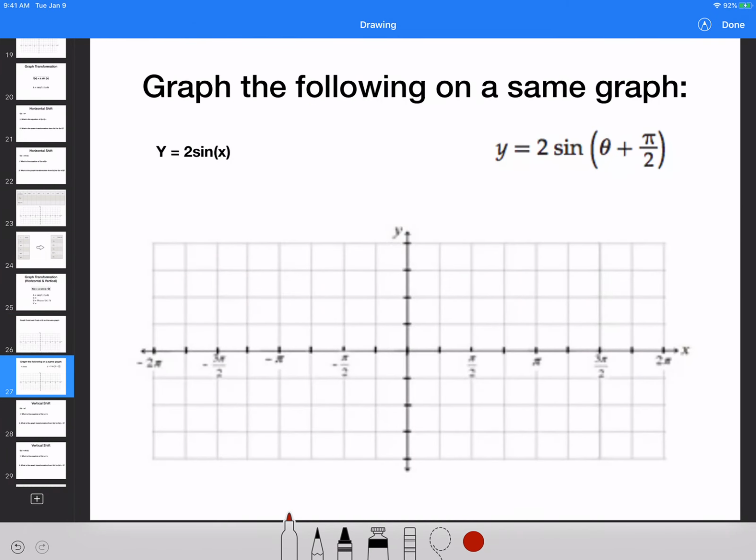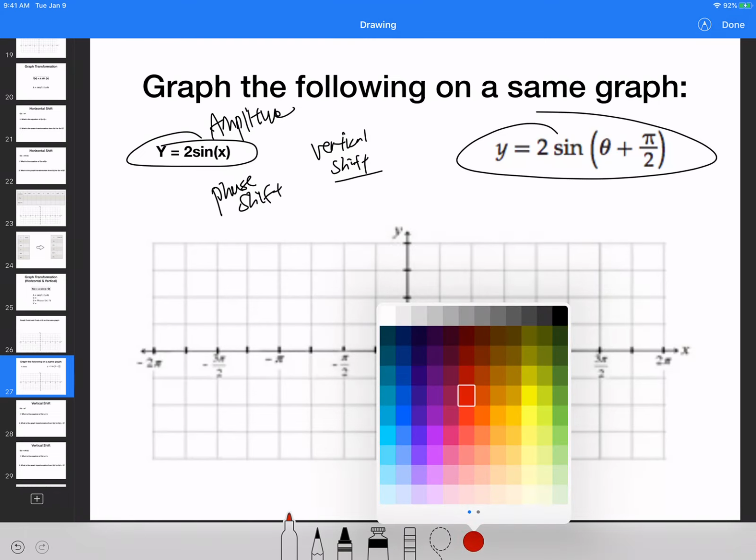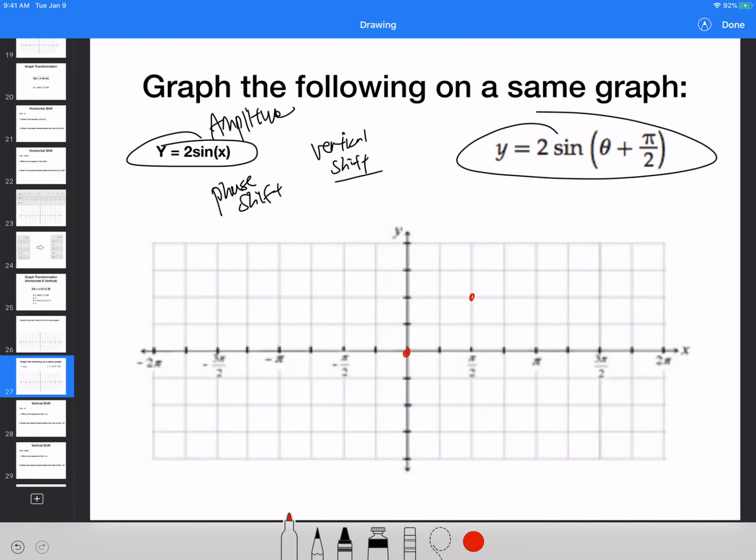Let's try this one for the last topic for today, and then we'll wrap it up. So now I'm incorporating both amplitude and the phase shift. Tomorrow, I'm going to incorporate all of those three things combined and the vertical shift. Like I said, if you keep on building on top of one another, it's going to get more complicated. So now the amplitude is 2 and the phase shift in this case is 0, but you should know that 2 sine of x would be 0, 2, 0, negative 2, 0, and then I repeat the cycle over and over again.